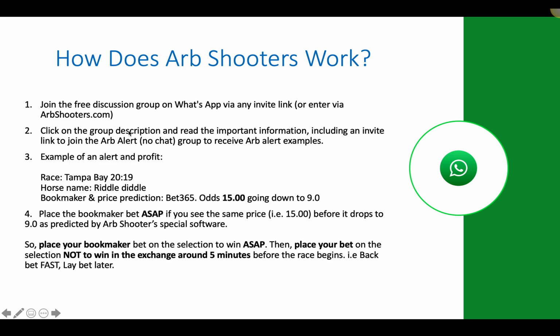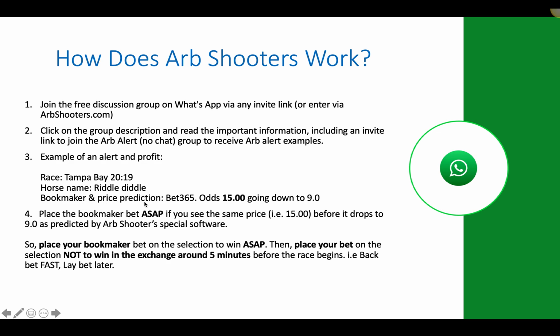Step two, click on the group discussion, read the important information, including the invite to join the Arb Alert No Chat group. So this is an example of what kind of Arb you'll see in the alert group. You see the race, time, the track. So in this example, Tampa Bay at 20:19. The horse's name is Riddle Diddle.